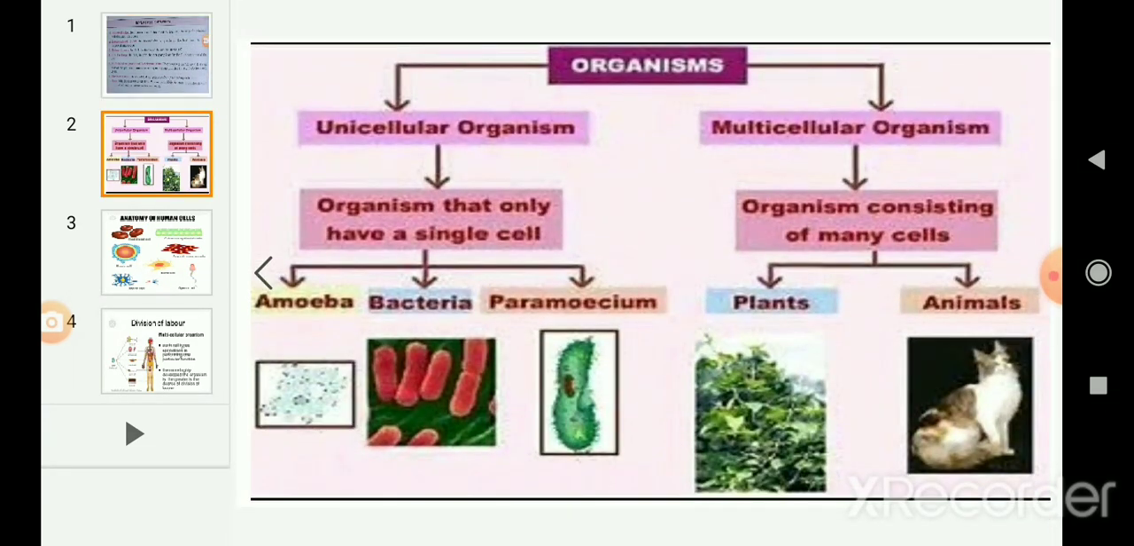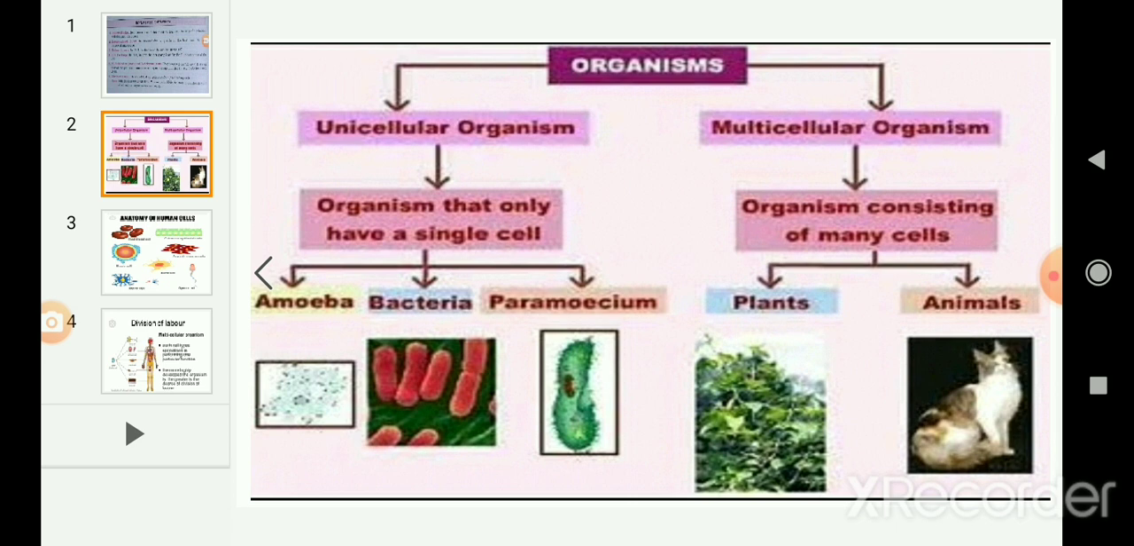And next, types of organisms on the basis of number of cells. We have two types of organisms on the basis of number of cells. First, unicellular organisms. So what are unicellular organisms? Organisms which consist of a single cell are called unicellular organisms. Means the entire body of the organism is made up of only one cell. They are called unicellular.